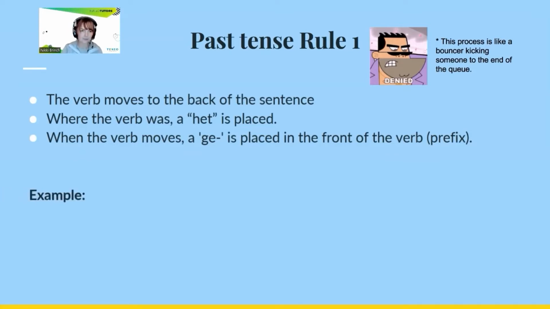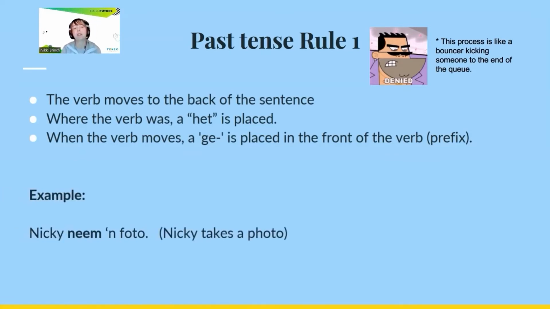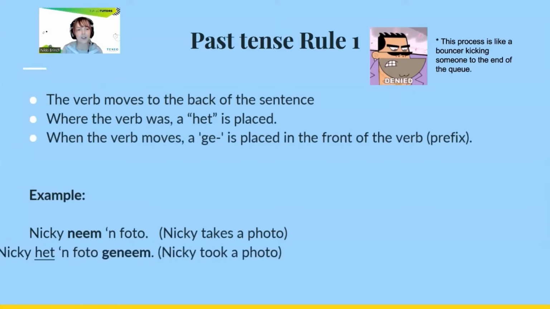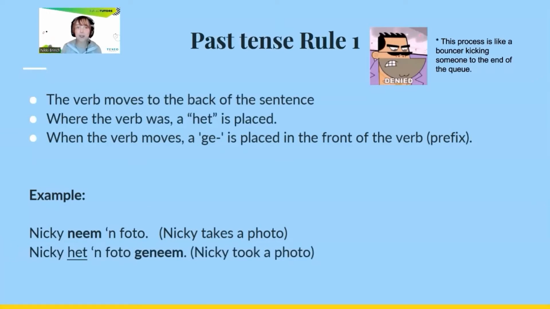So here's an example of a sentence in present tense. "Nikki neem 'n foto." Nikki is taking a picture. Neem is the verb that means take. Now it's going to move into past tense. First of all, what happens to that verb? It gets kicked to the back of the sentence and you add a ge in front of it, so it becomes geneem. And where that verb neem was, a het is placed. That is why the sentence becomes "Nikki het 'n foto geneem".